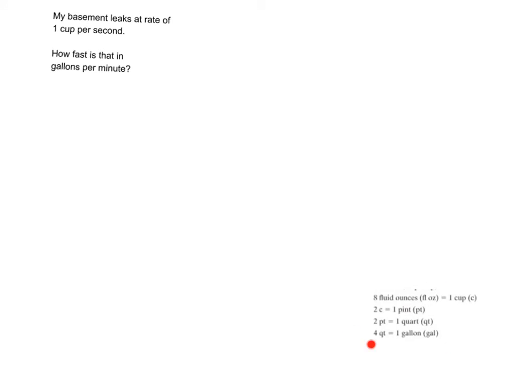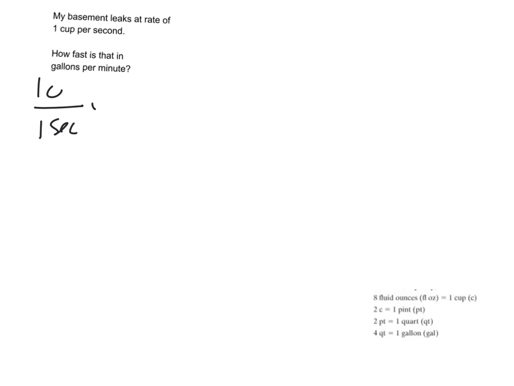And notice I included down here in the bottom from $6.99. If you need that, flip your book to that, whatever. You need to check those things. Okay, so my basement leaks at a rate of 1 cup per second. So I'm going to write that down. I'm going to do some abbreviations so it all fits here. 1 cup per 1 second.